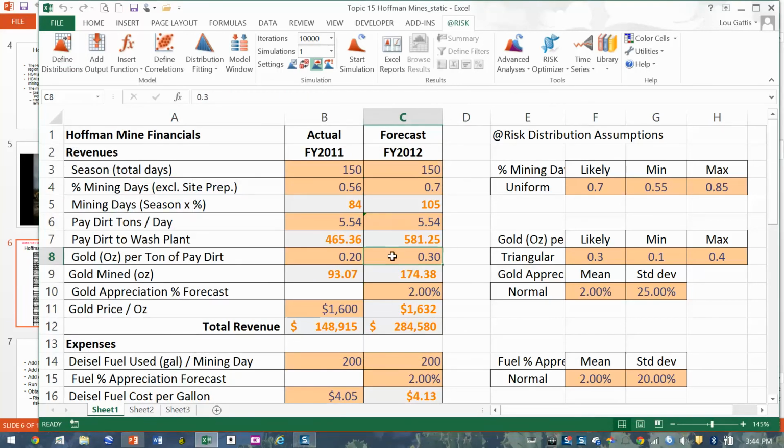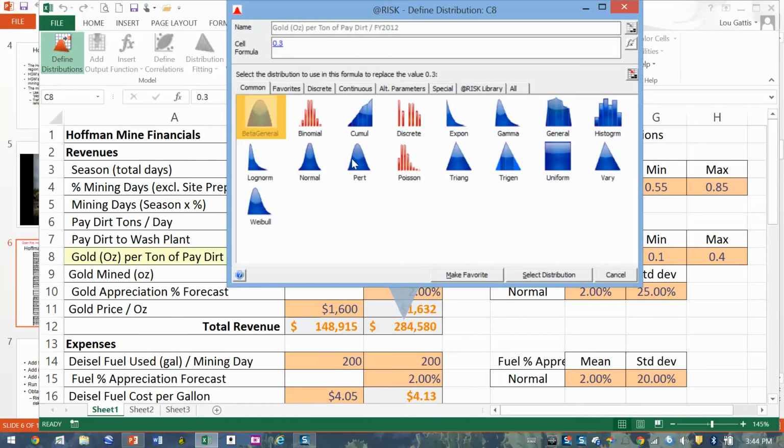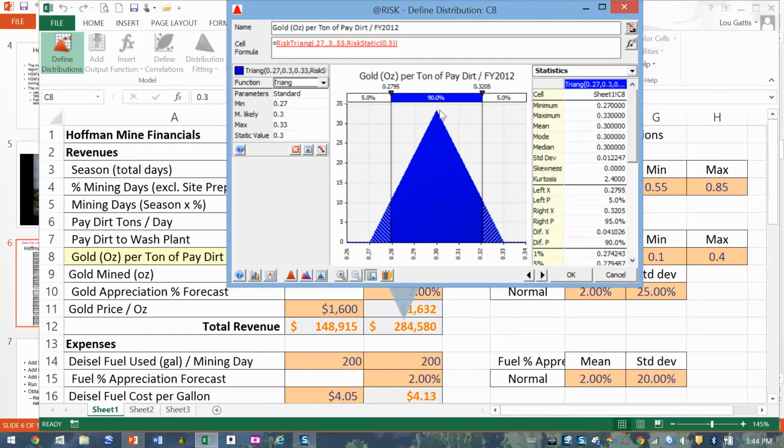The second variable I'm going to look at is ounces of gold per ton of pay dirt. I'm going to assume they do a little bit better next year using 0.3, but let me assume that's going to be between 0.1 and 0.4. So I'm going to click on there, click Define Distribution, and I'm going to use a triangular distribution. I'm a little more confident that the number is going to be 0.3, so that's going to be my most likely value. That's going to be the peak up here.